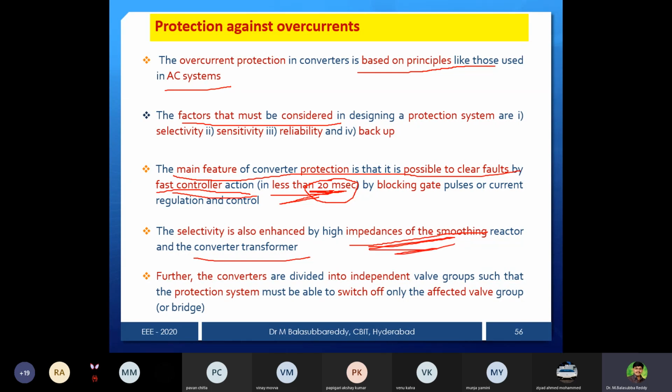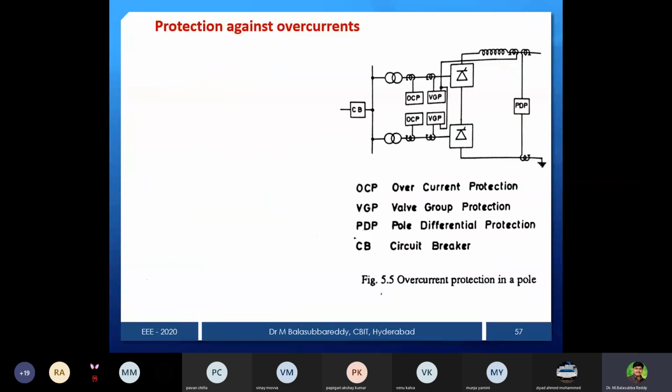Further, converters are divided into independent valve groups, such that the protection system must be able to switch off only the affected valve groups, not the total bridge. As I mentioned repeatedly, a normal HVDC system is not a 6 pulse converter; it is a 12 pulse converter, two 6 pulse converters connected in series, and there are poles.